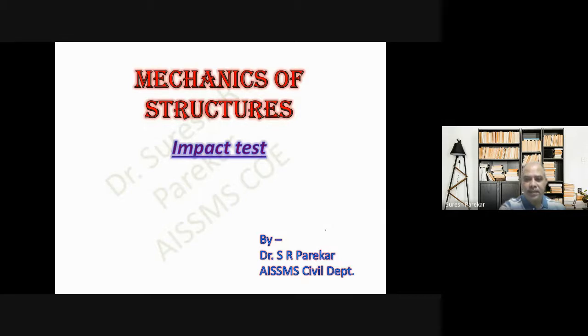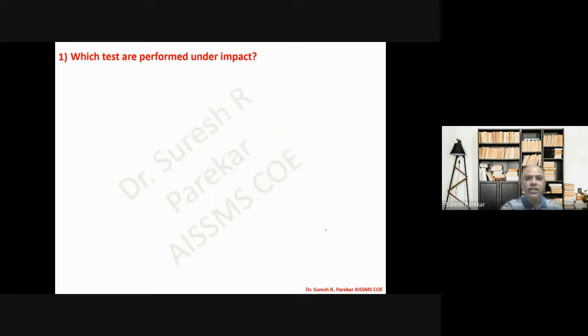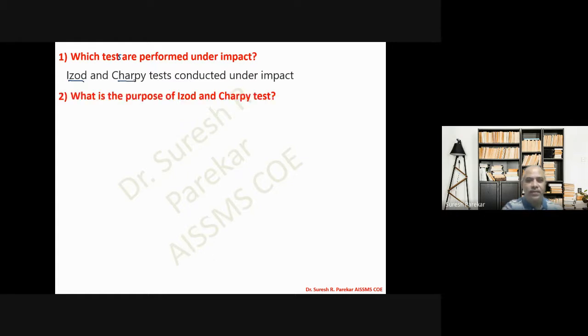We have questions from impact tests on metals. So now, which tests are performed under impact? Under impact, we have two tests we can perform. One is Izod and the second is Charpy test. What is the purpose of Izod and Charpy test? It is carried out to know the toughness of the material.